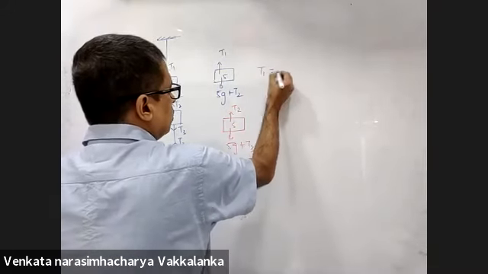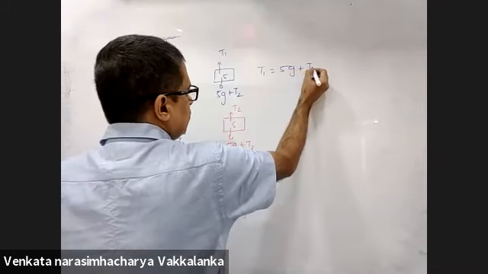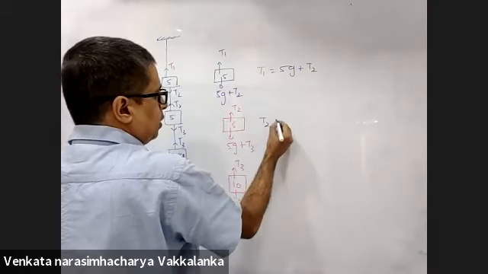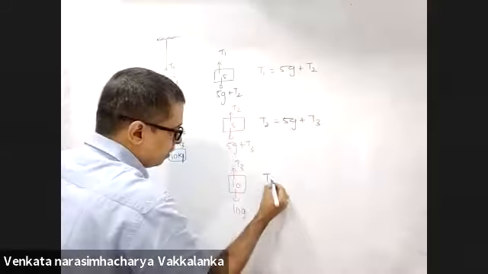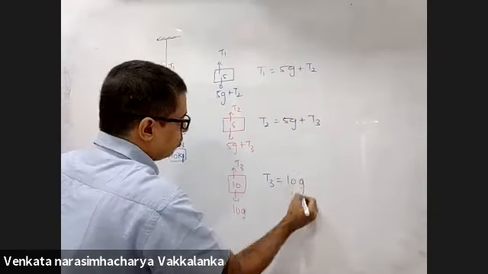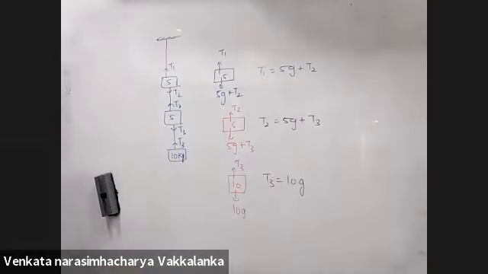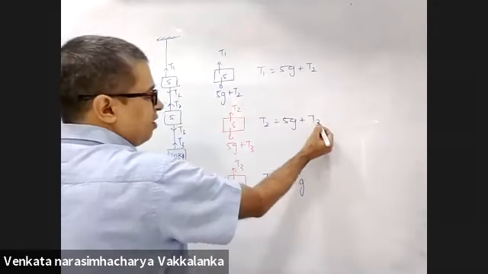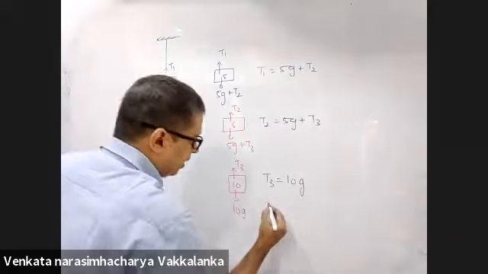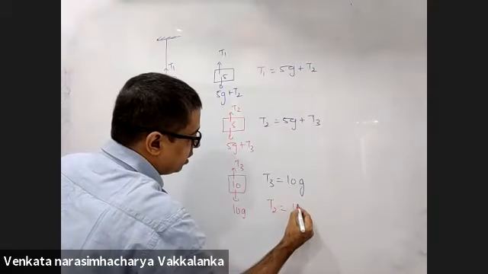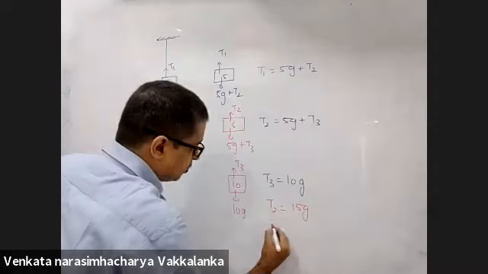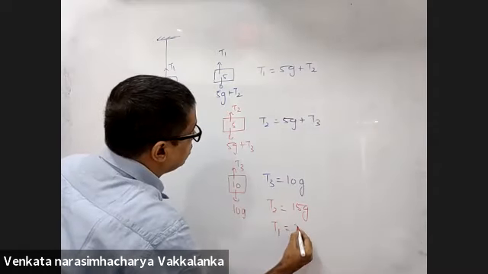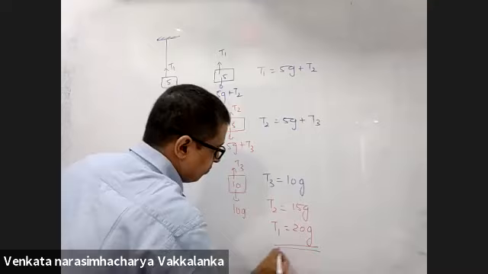So T1 will be 5G plus T2. T2 is 5G plus T3. T3 is equal to 10G. Right? This T3, if I substitute here, I will get T2. T2 is 15G. T2 I substitute here, I will get T1, 20G.